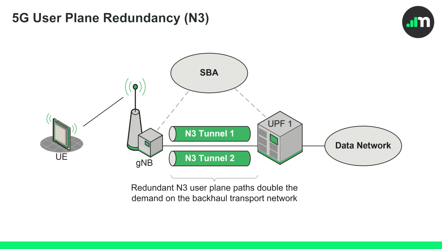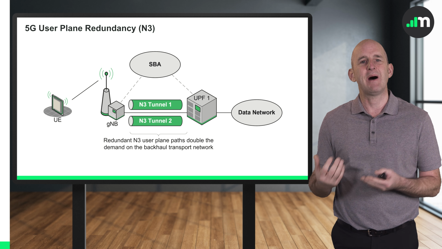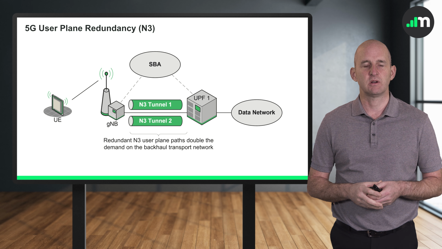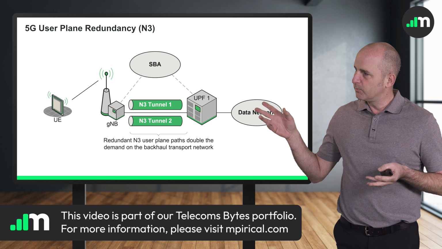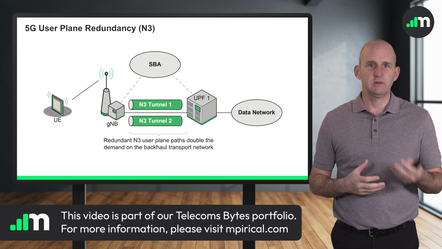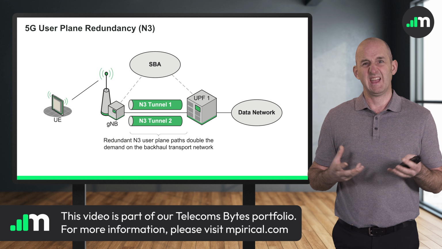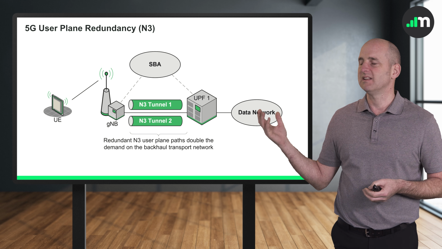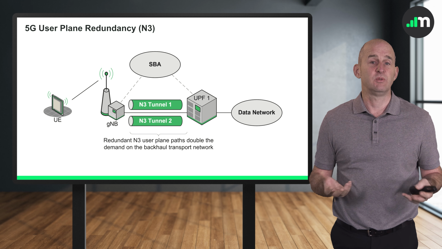We actually set up two separate GTP tunnels on N3, and the likelihood is they would have separate paths through that transport network. Again, the problem is as soon as you double the number of tunnels, you are going to double the amount of bandwidth, because the same data is going to be sent on each tunnel to provide the redundancy.